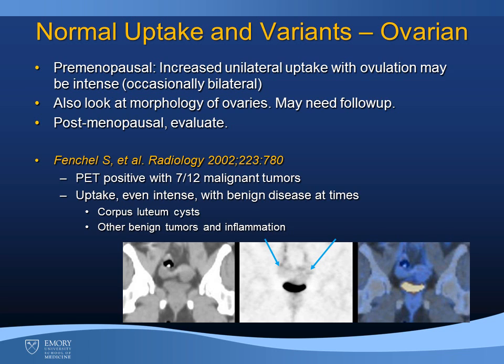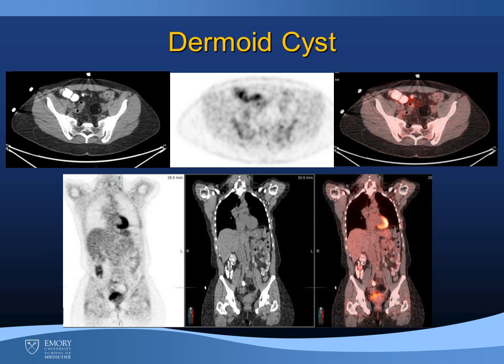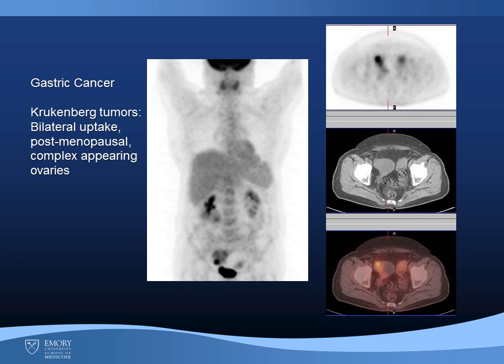And there have been many papers demonstrating that you can have uptake within both benign and malignant lesions within the adnexa, again, in premenopausal patients. This is just an interesting example of a dermoid cyst. There's no FDG uptake, but occasionally we'll see that on a PET-CT as well. Now, this patient had gastric cancer, and they were postmenopausal. There was abnormal uptake in complex bilateral ovarian masses, and these turned out to be Krukenberg tumors, drop metastases.